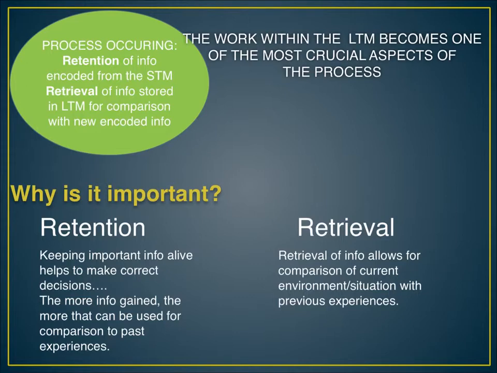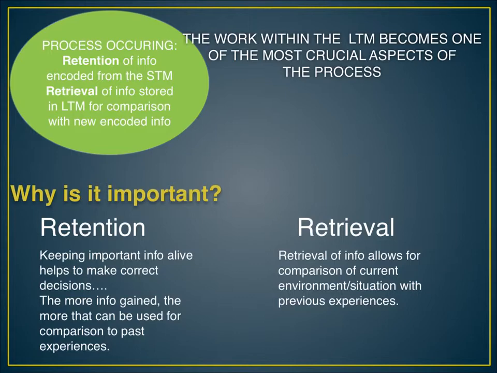If we haven't focused on the information that's most relevant, it gets forgotten in our short-term memory after 30 seconds. Therefore, the decision we make isn't going to be quite as clear. The more information that we gain, the more we can use for comparison to past experiences. Again, it helps us in our decision making. And as a reminder, if we want to gain more information, we have to chunk things together to overcome the capacity of 5 to 9 items in the short-term memory.